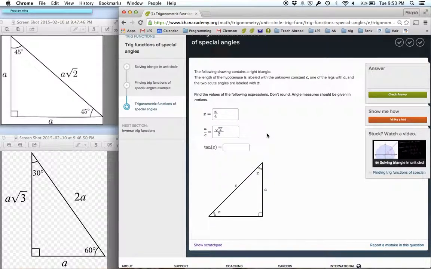Alright, now tangent of x, either way, it doesn't matter which x we're going to pick, it's going to be A over A, which is just going to be 1. So anytime you're taking tangent of an isosceles triangle, you're going to end up with 1.